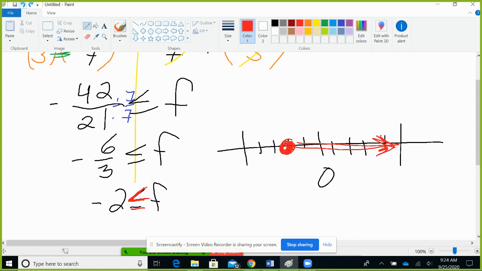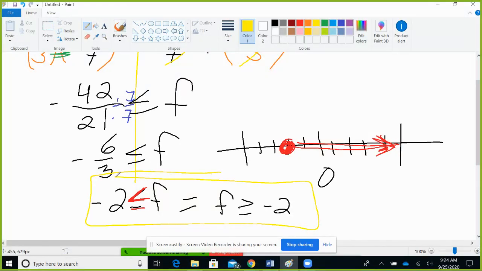If you wanted to rewrite every single problem and put your variable on the left side, then that might help if you did it every single time the same way, because negative 2 is less than or equal to f is the same as f is greater than or equal to negative 2. Whichever one of these is easier to understand and easier to graph, you can write whichever one of those works.